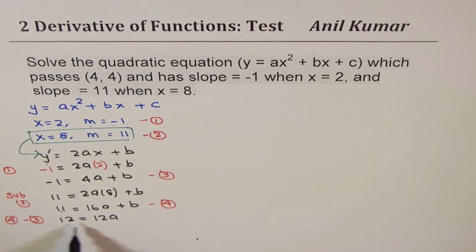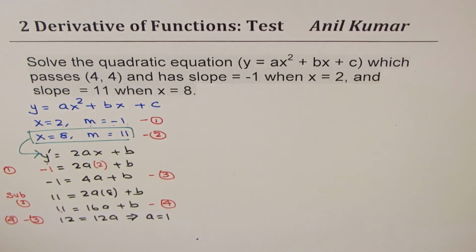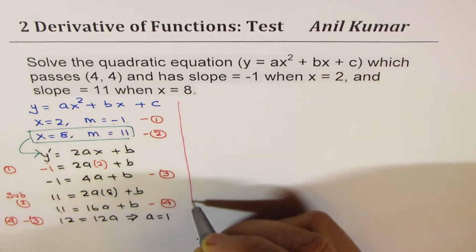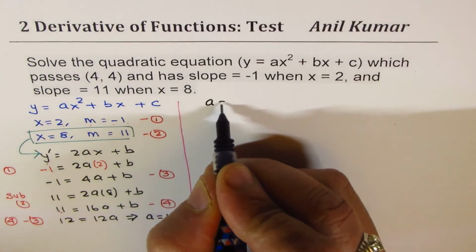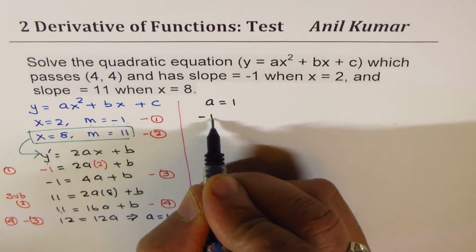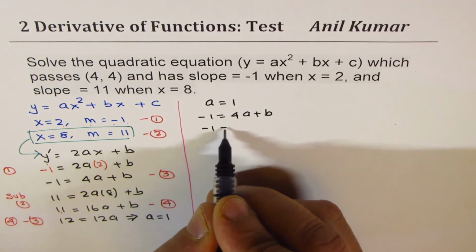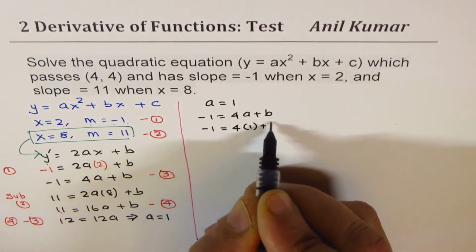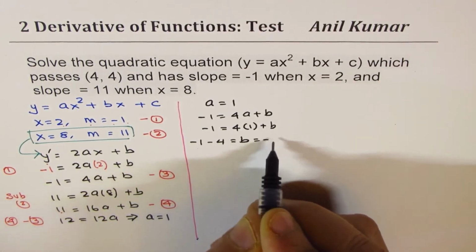So that is 12 equals 12, which implies that a equals 1. So we get the value of a as 1, correct? Okay. Now we can find what b is. We have a equals 1. We can use one of these equations, which is minus 1 equals 4a plus b. So if a is 1, then minus 1 equals 4 times 1 plus b. And that gives us minus 1 minus 4 equals b, which is minus 5.